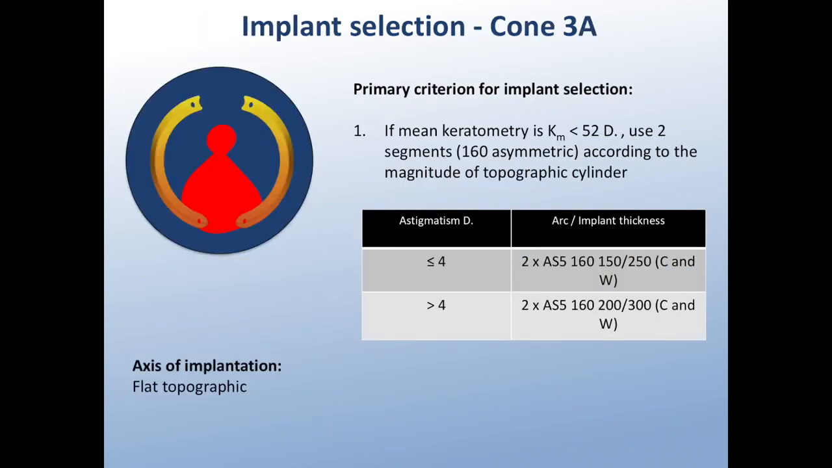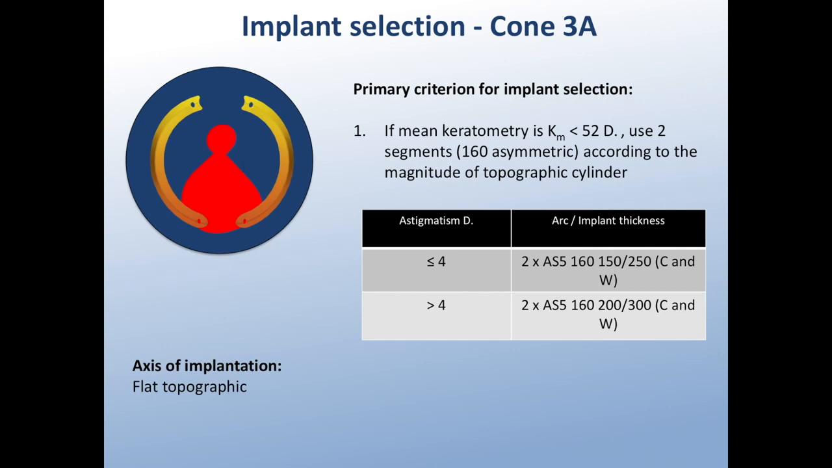The cone 3A, we distinguish it with its appearance of a snowman with a small head and big belly. Obviously, we have to do more correction in the belly area and less on the head area. Given the symmetry of the axis, it is necessary to implant two rings that embrace the snowman.